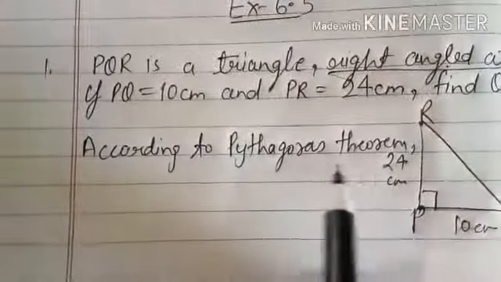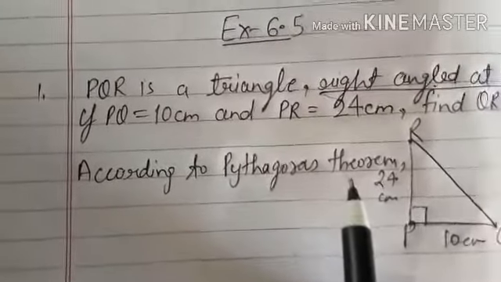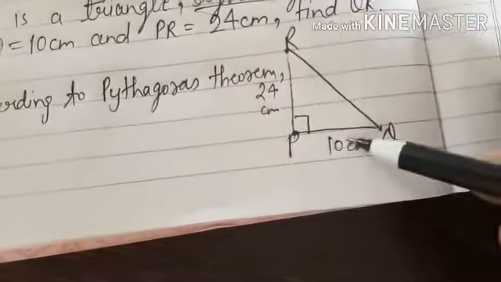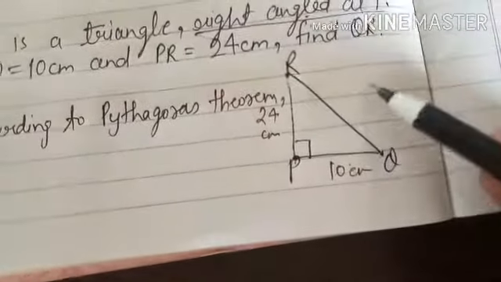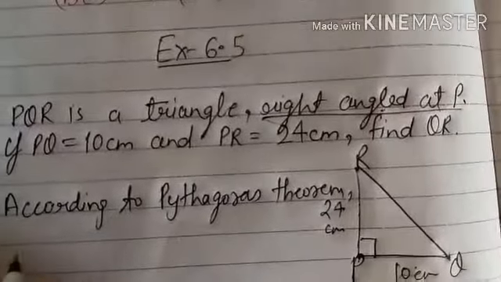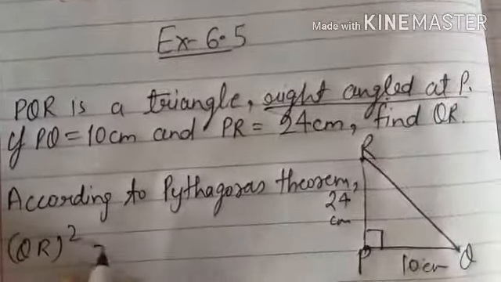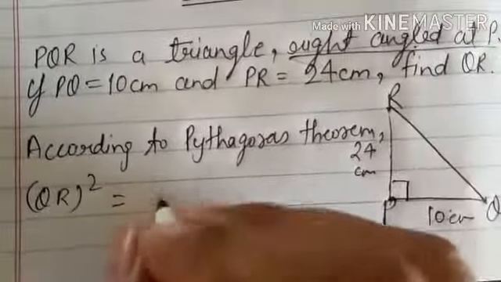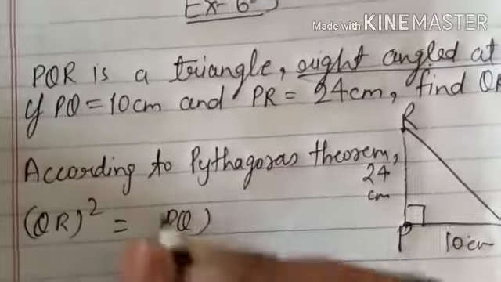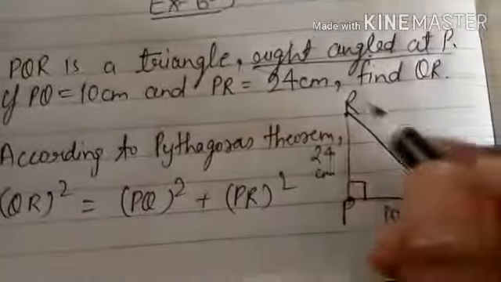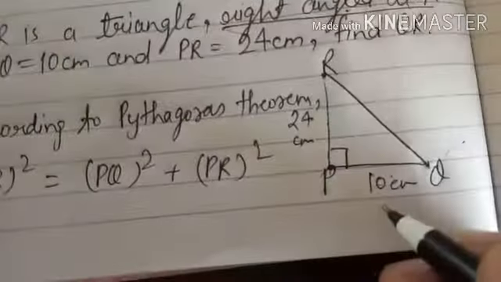According to Pythagoras theorem, the sum of the square of base and altitude. We all know this is our base, this is our altitude, and this is your hypotenuse. We have to find out the hypotenuse. So the square of QR, that means the square of this side, will be equal to the square of PQ plus PR. यानी कि हाइपोटेनियस का स्क्वायर जो होता है वो इक्वल होता है बेस के स्क्वायर के प्लस एल्टीट्यूड के स्क्वायर के. So let's put the values here.